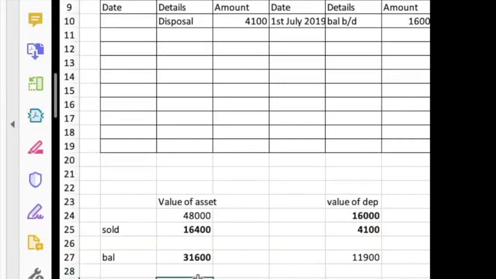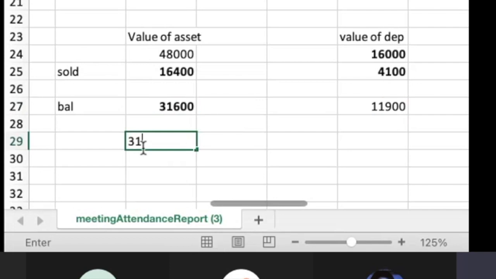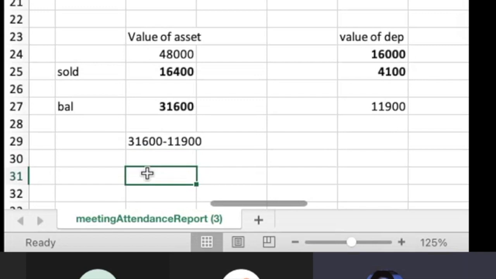Okay, now while we have to apply the reducing balance method, we have to do one more procedure. This is the current value of the asset, and this is the current value of the depreciation. So we will deduct this from this. So what we are going to do is 31,600 minus 11,900. Can you tell me what is the amount? 19,700.